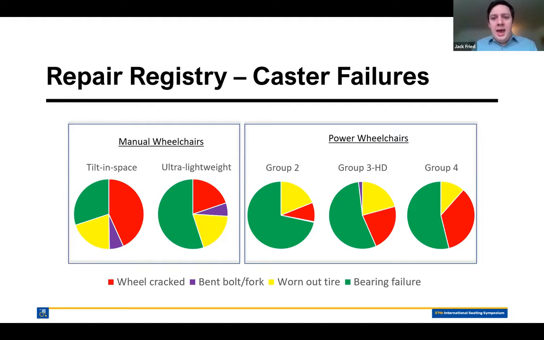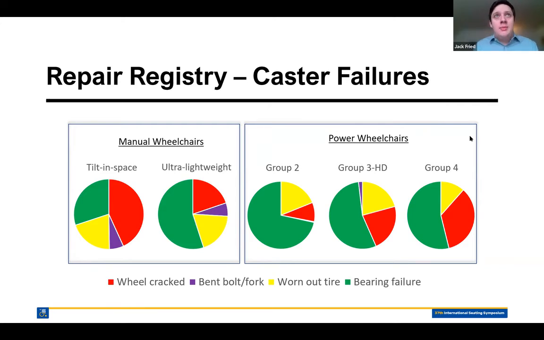So we took a look at the data we had, again, 60,000 total repairs. Over 6,000 of those were caster breakdowns. 151 of those were actually caster-related service repairs, what Dr. Mhatre talked about before, actually fixing the components of the wheelchair before they cause some actual high-risk harm. And so we were able to make a few discoveries here.